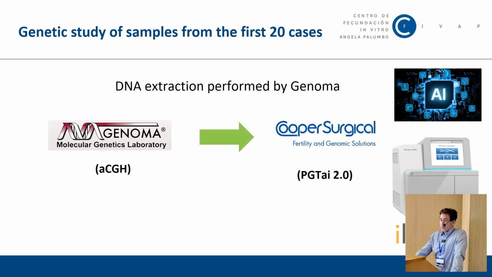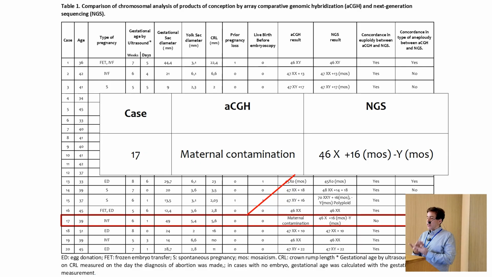What we did with the first 20 cases: the DNA extraction was done by Genoma Lab. The result was done with ACGH, and then this same DNA was transferred to Cooper Surgical, where the analysis was performed using PGT-A 2.0. It's a platform made for PGT analysis of the embryo, but it's an NGS technique that incorporates artificial intelligence into the analysis process of the NGS.